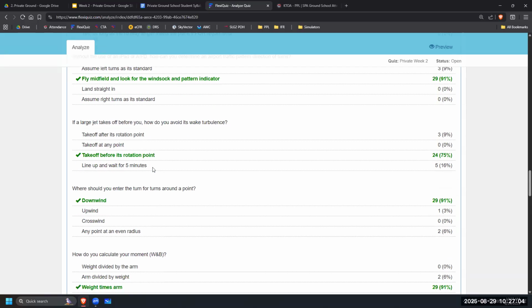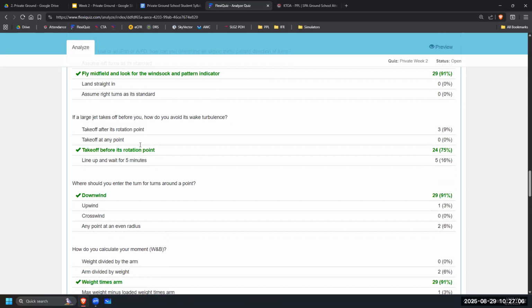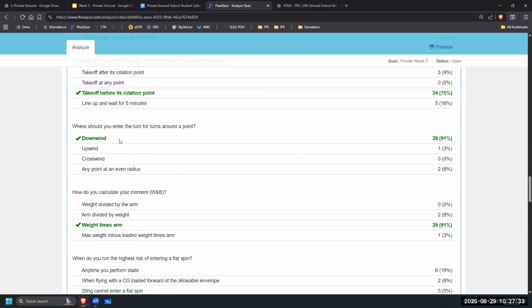If a large jet takes off before you, how do you avoid wake turbulence? So it's basically the opposite of the question about landing. 75% is good, 24 of you. You take off before its rotation point, because as soon as it starts creating lift, it's creating wingtip vortices, creating wake turbulence. So as soon as it takes off, those are created. So if you take off before it takes off, you are not in the path of its wake turbulence. Got it? What matches rate of ascent?